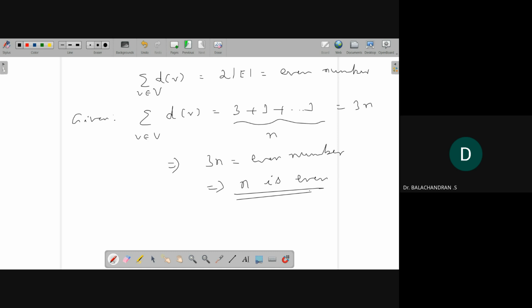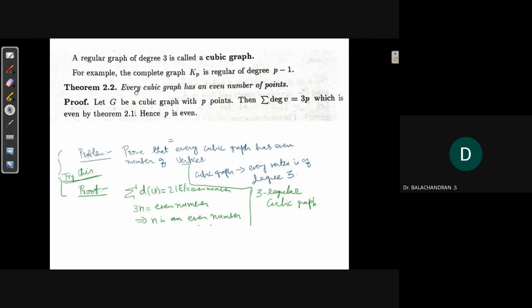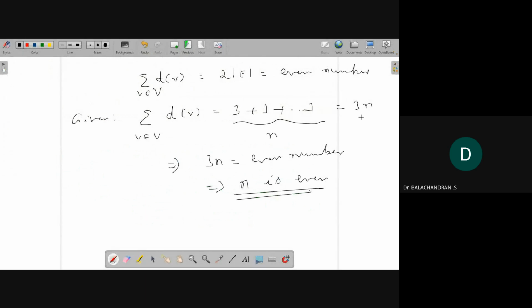And hence we proved the result. That is the result we need to prove. What is the result we proved? Every cubic graph has an even number of points, meaning an even number of vertices. Here you are assuming n is the number of vertices in this graph. We proved n is even.